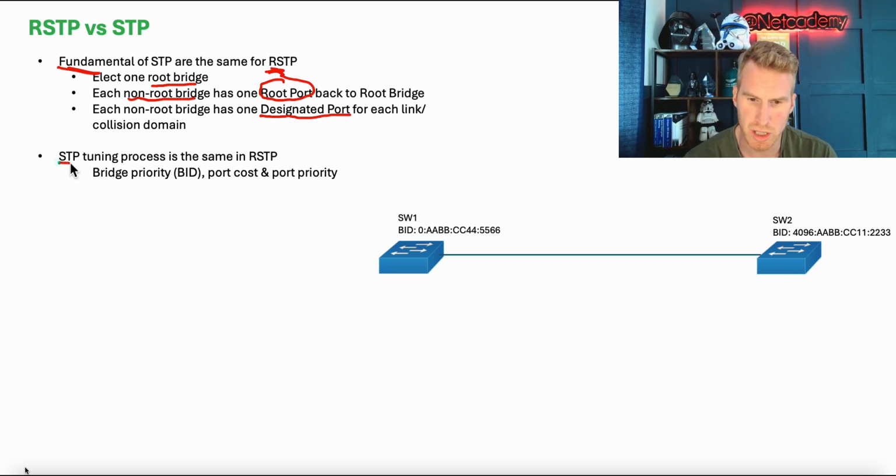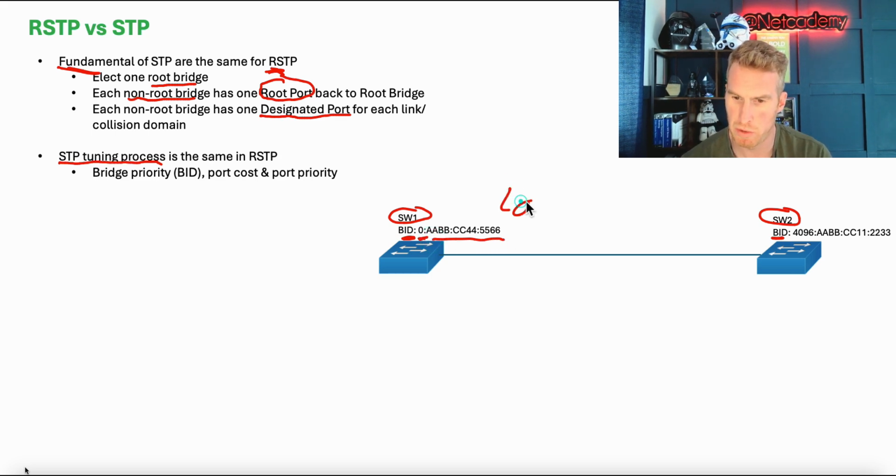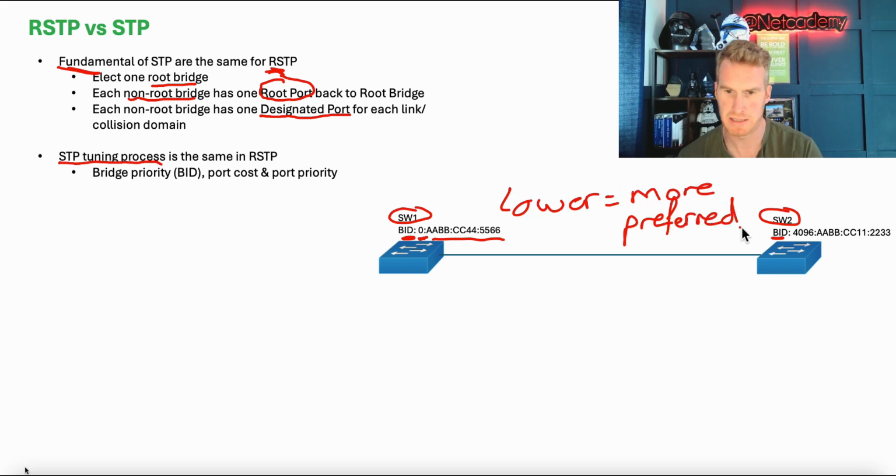And the STP tuning process in terms of electing that root bridge is exactly the same. So what I've done here is I've just put in two switches, SW1 and SW2, and the election process is exactly the same in the RSTP world as it is in the STP world. So first, initially they look at the bridge identifier, which is made up of the priority and the MAC address of the switch, of the chassis. And as we know, the lower the value is more preferred. And that is exactly the same in terms of RSTP and STP.